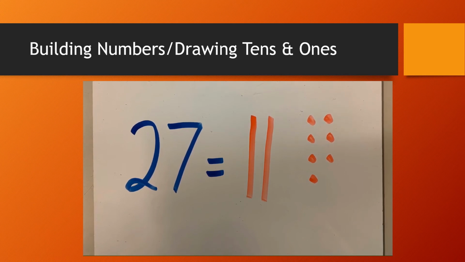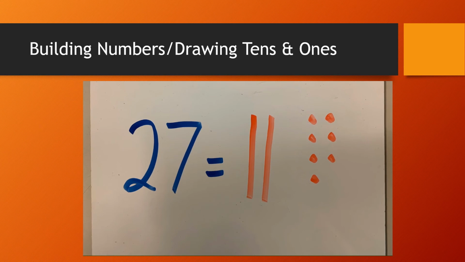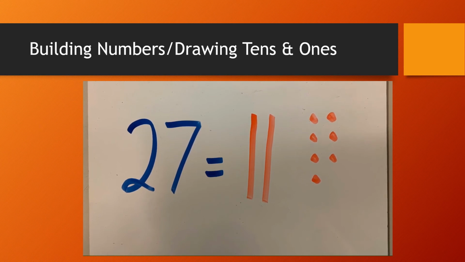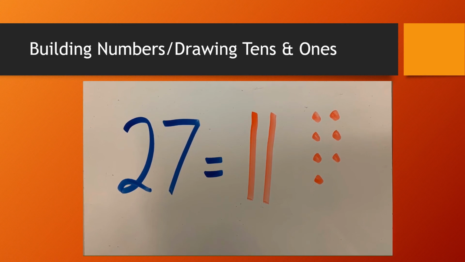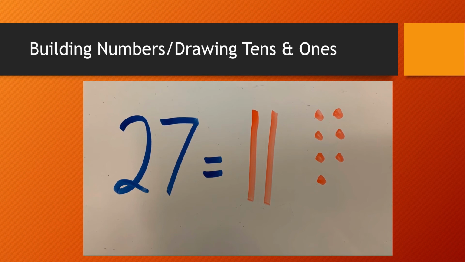So for our total, we're going to count starting from the tens, 10, 20, and then we're going to count on our ones, 21, 22, 23, 24, 25, 26, 27. That gives us a total of 27.